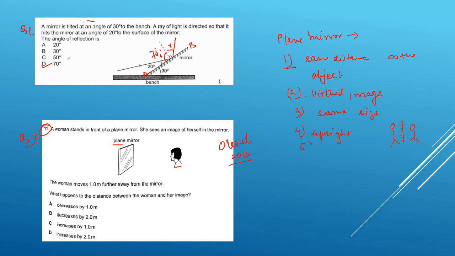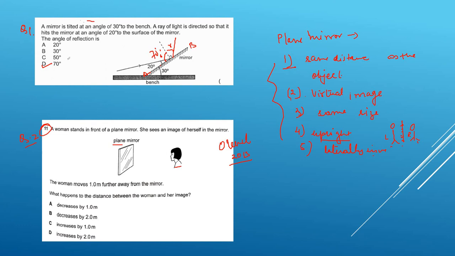Now very important, the image is laterally inverted. Laterally inverted means what? The lateral side is inverted. So if you have your left hand here, you will see the right hand towards this side. So the image is upright but laterally inverted. So these are the 5 image properties you should keep in mind. Now coming to the question, what is this question? A woman stands in front of a plane mirror. She sees the image of herself in the mirror.